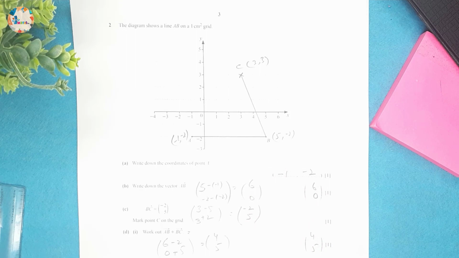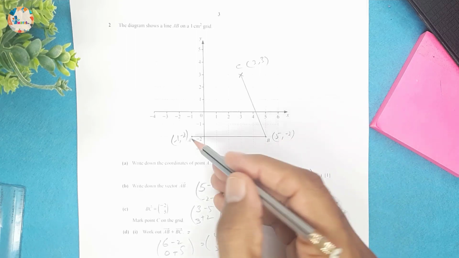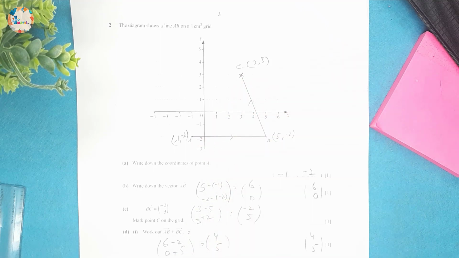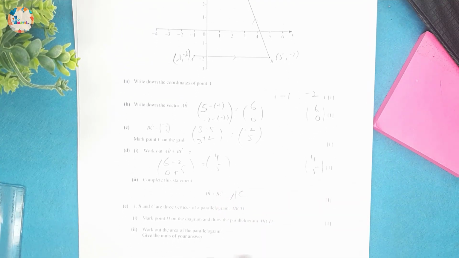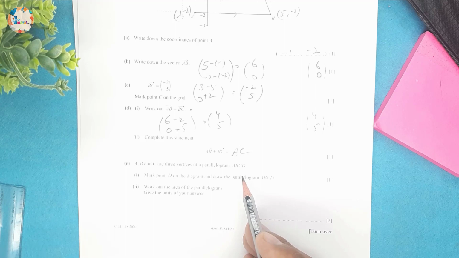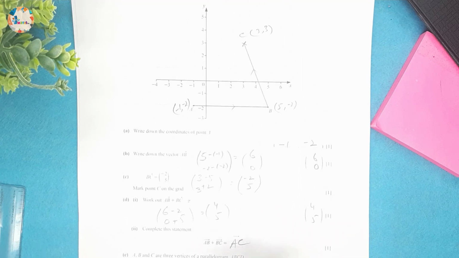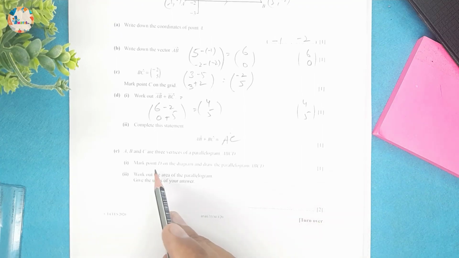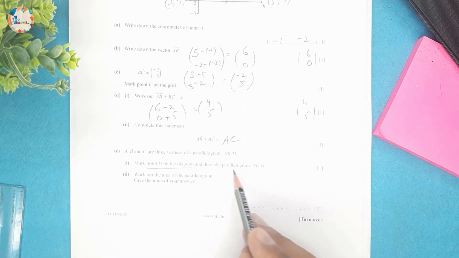From these two we can find this one. Complete this statement. AB plus BC will be equal to AC. So we can write here AC. ABC are 3 vertices. We can move the page a little above. This is what we have written, AC, and ABC are 3 vertices of a parallelogram ABCD, and mark the point D on the diagram. We have to mark the D point for that parallelogram.